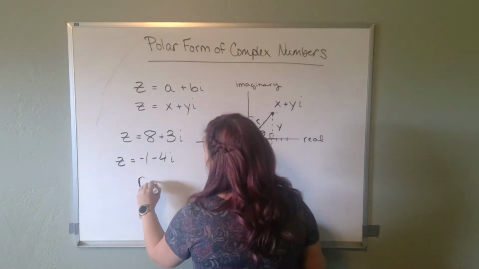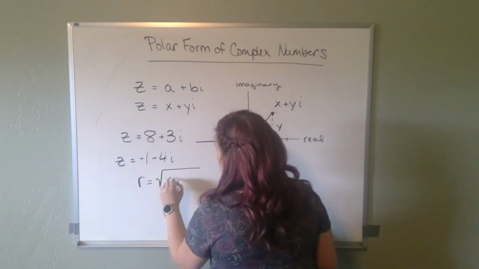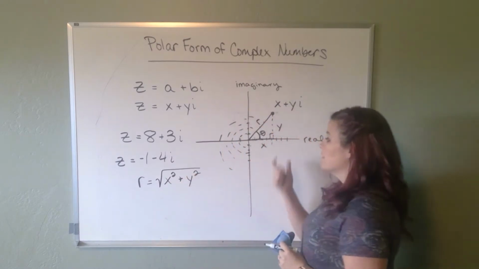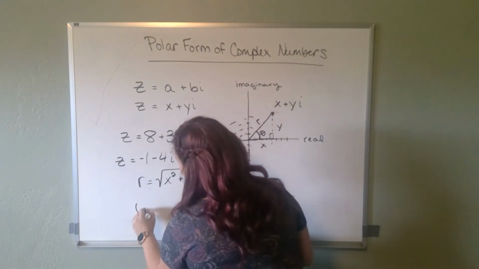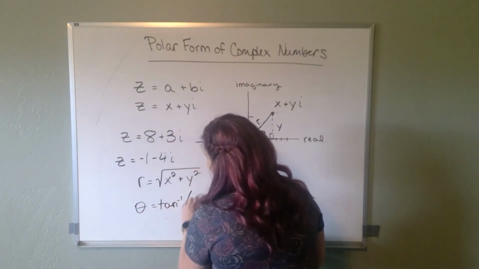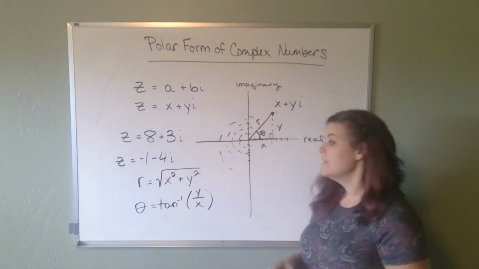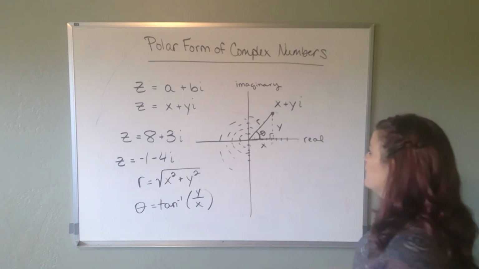Well, we said that r, like it has been all semester, is the square root of x squared plus y squared. Still finding it that way, even in the complex plane. Theta, remember we talked about theta being the inverse tangent of y over x. This still holds true, even though we're in the complex plane.